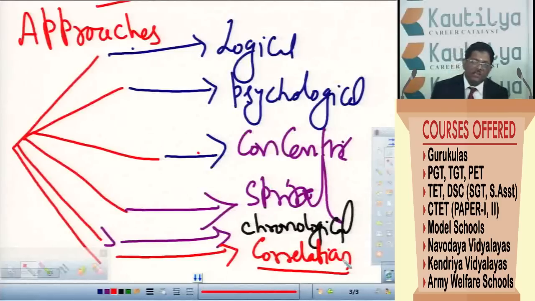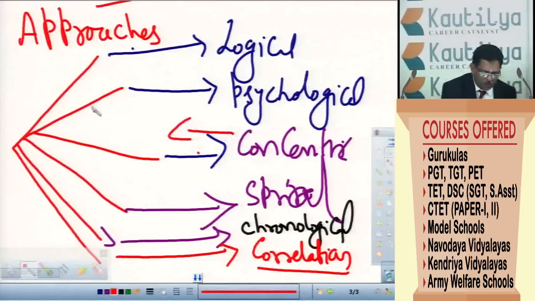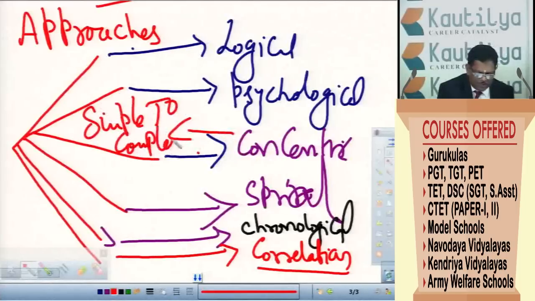Then what is the concentric approach? The concentric approach always proceeds from simple to complex, depending on the nature of the content, the age and stage of the learner, and the class of the learner. All these topics are arranged in a systematic way, proceeding from concrete to abstract, from simple to complex, or from known to unknown. Such a systematic arrangement of concepts can be defined as the concentric approach.